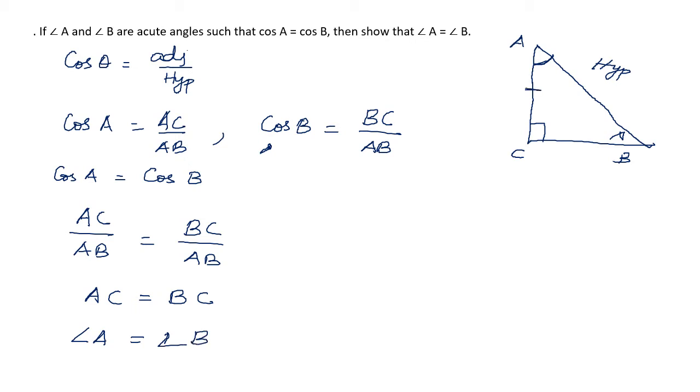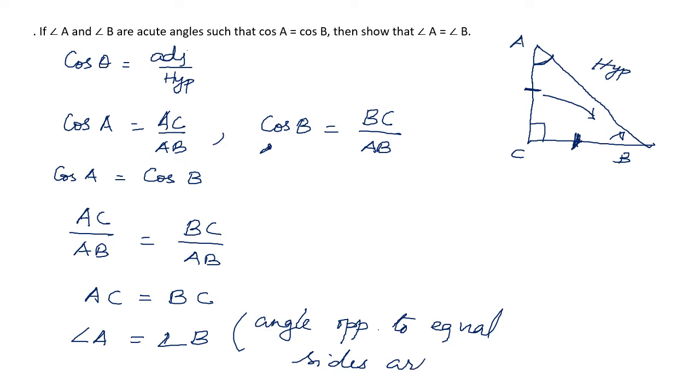Why? AC is equal to BC. Then angle B is the angle opposite to side AC. So what do we know from 9th standard? What you have learned? We know that if two sides are equal in a triangle, then the angles opposite to equal sides are equal. These two are angles opposite to equal sides. Therefore, angles opposite to equal sides are equal. And because of that, we can prove that angle A is equal to angle B.